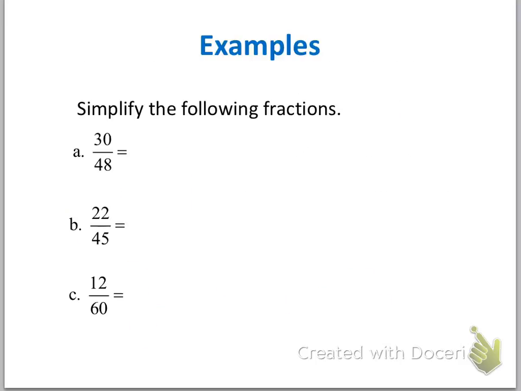All right, so simplifying fractions. In order to simplify a fraction, you need to find the greatest common factor. So I can see here with 30 and 48, I can't think of anything bigger, but for now, I can see that I can divide them both by 2.